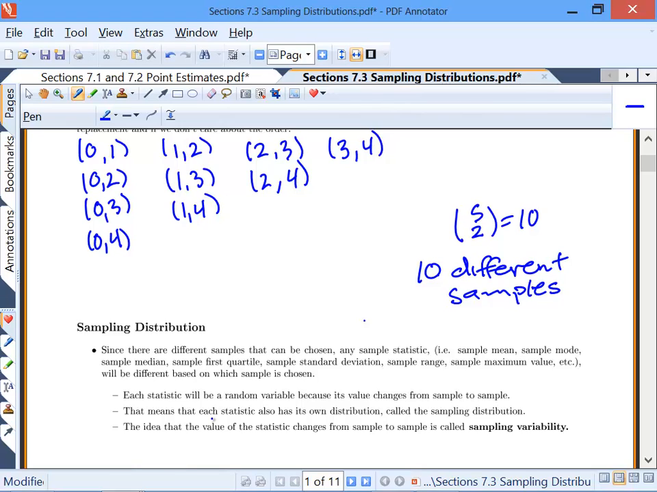Because I don't know in advance, until I know which sample I pick, what value I will get for my statistic, that's what makes it a random variable. Because it's a random variable, it can have its own distribution, which we call the sampling distribution. And the idea that our statistic can change from sample to sample, that's what we call sampling variability. So if you ever see that term come up again, that's what it refers to, just the fact that the statistic changes from sample to sample.